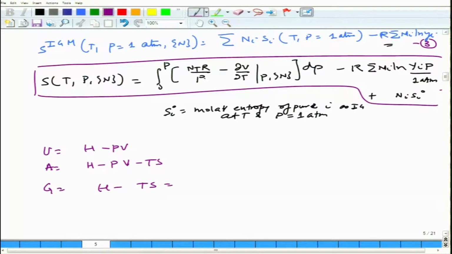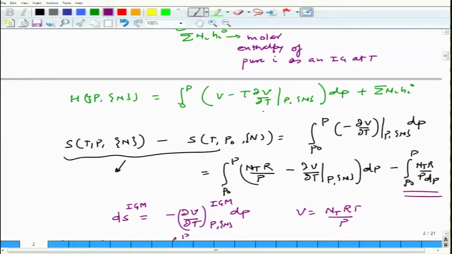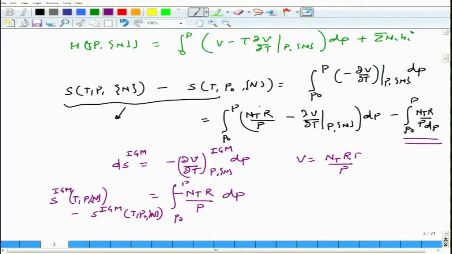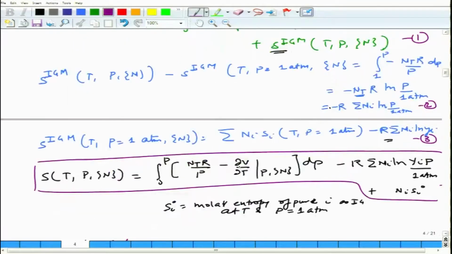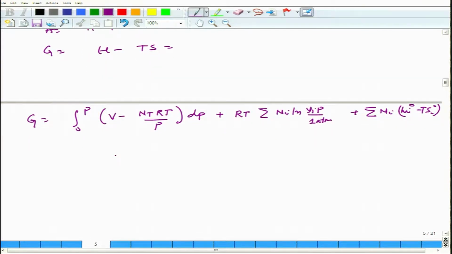So, what happened here is basically these two terms got cancelled, this term and the corresponding V term, V minus T dV by dT. This and this term got cancelled. So, what remained was the NTR P and V term. So, this is how you are going to get this expression for G.